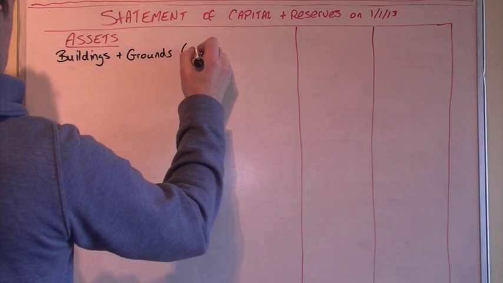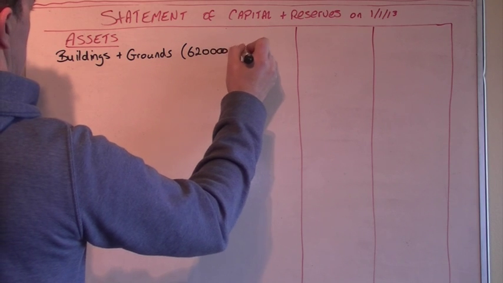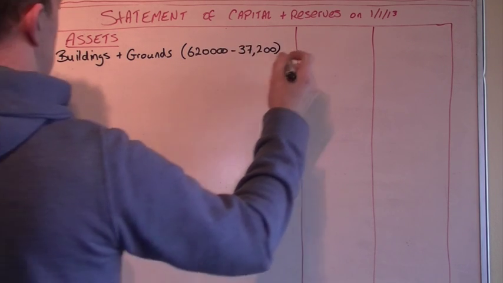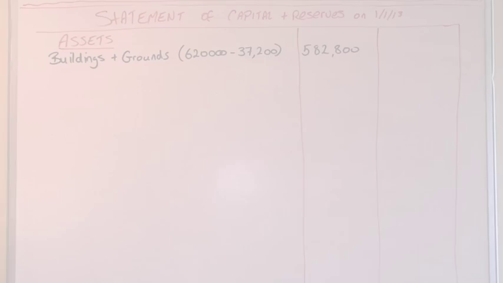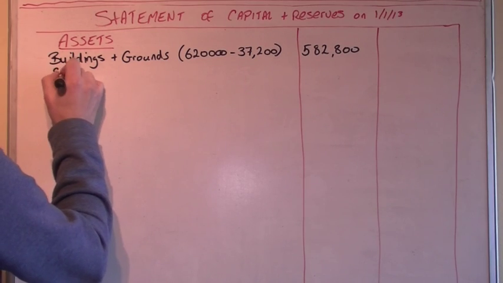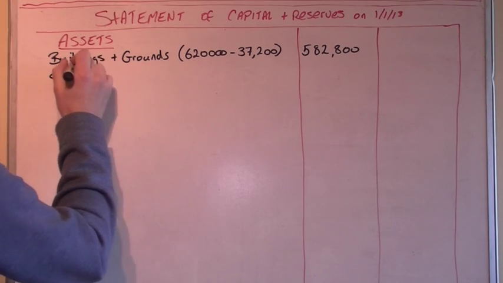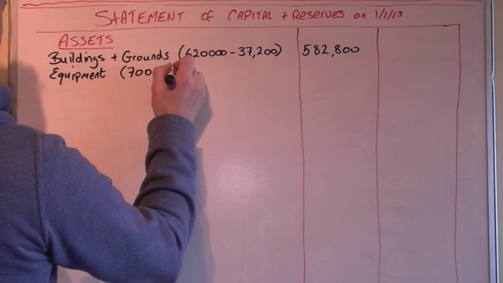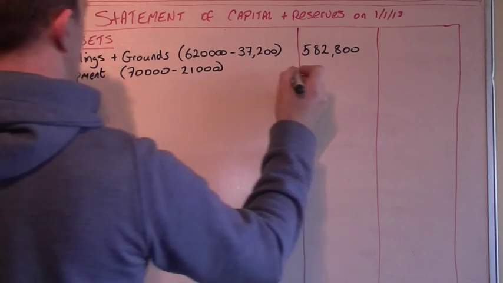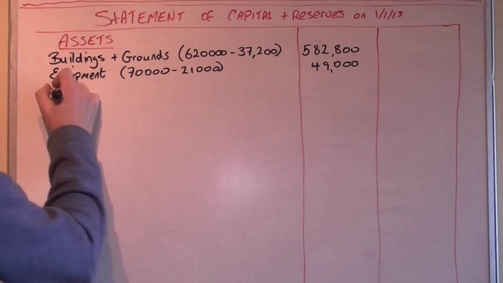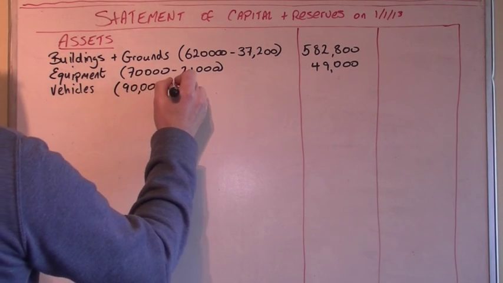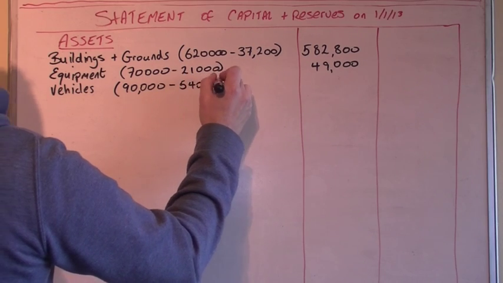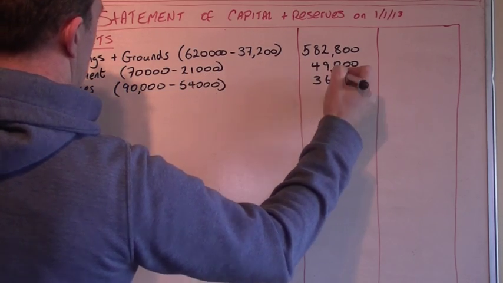Now we're told in the question that the buildings and grounds are 620,000. But remember, in bold writing under the first paragraph it tells us that there are 3 years accumulated depreciation. So we must remove that 3 years worth of depreciation for each of our fixed assets. That gives us 582,800 for buildings, and it gives us 49,000 for equipment. Likewise with vehicles, we must remember to take away 3 years accumulated depreciation, so it's 90,000 minus the 54,000 to give us 36,000.